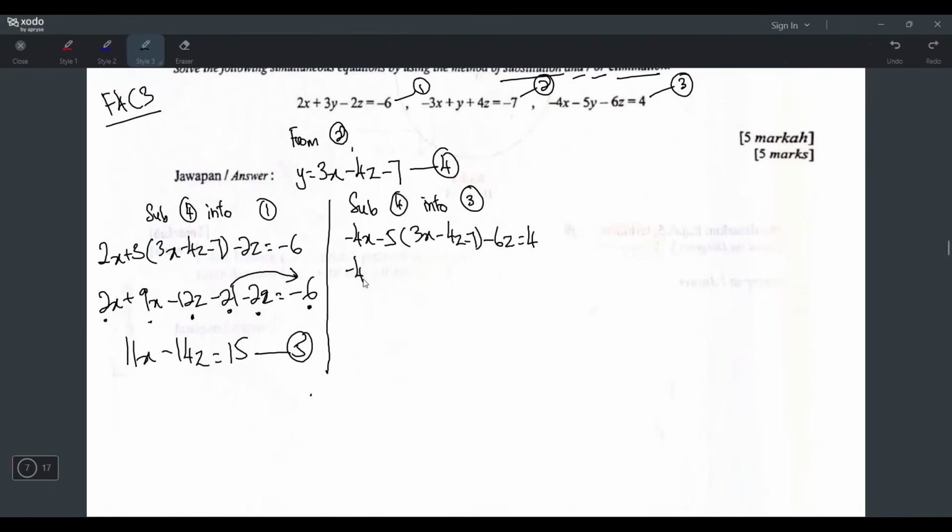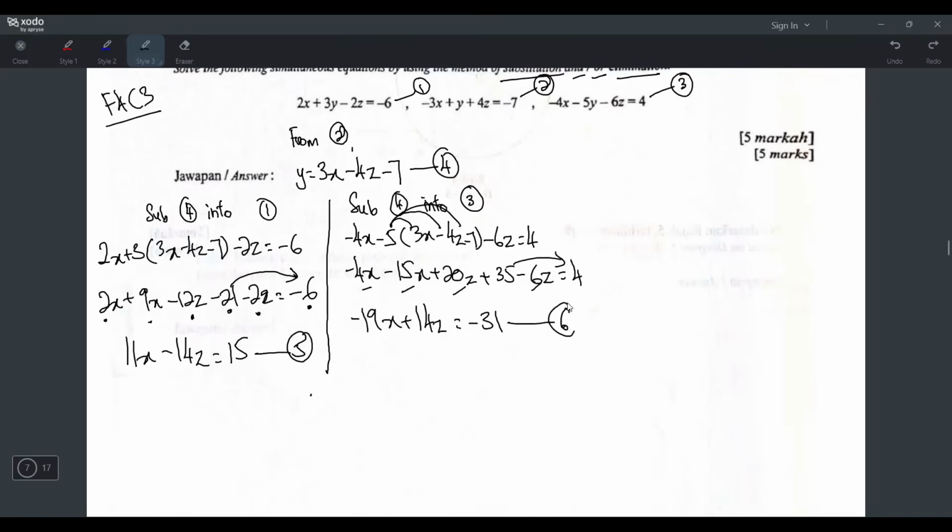All right, -4x minus this one, you have to multiply inside, you have to expand. 5 times 3, 15. -5 times -4, negative times negative, positive. 5 times 4, 20, and then z. -5 times -7, negative times negative, positive, 5 times 7, 35, minus 6z equals 4. So you can use your calculator to help you. Now x with x, z with z, numbers with numbers can be combined. So -4x minus 15x, -19x, 20z minus 6z is 14z, and then the numbers are on different sides. So move over to become 4 minus 35, -31.